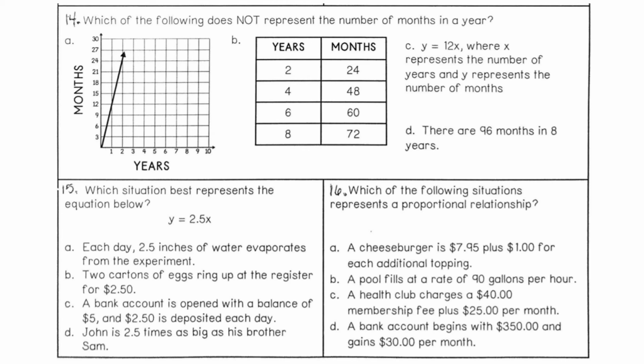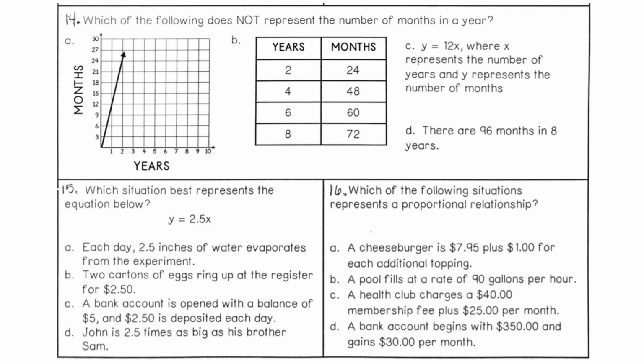15. Which statement best represents the equation below? A, each day 2.5 inches of water evaporates from the experiment. B, 2 cartons of eggs ring up at the register for $2.50. C, a bank account is opened with a balance of $5 and $2.50 is deposited each day. Or D, John is 2.5 times as big as his brother Sam.